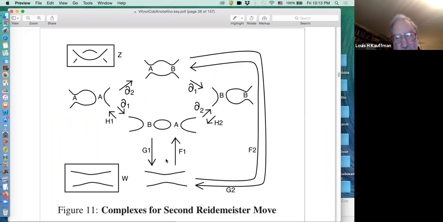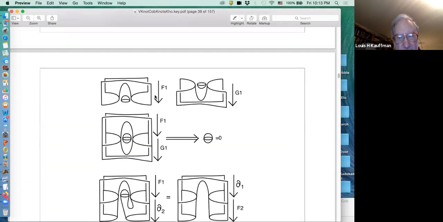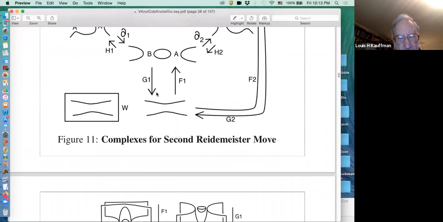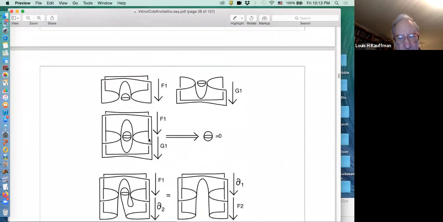And F1 gives rise to a circle and goes through a saddle. And G1 lets a circle die and goes through a saddle. So F1 goes through a saddle and gives rise to a circle, and G1 lets a circle die and goes through a saddle. If you did F1 and then G1, you would have this, and you would have a little sphere in the middle, but that makes that map 0.